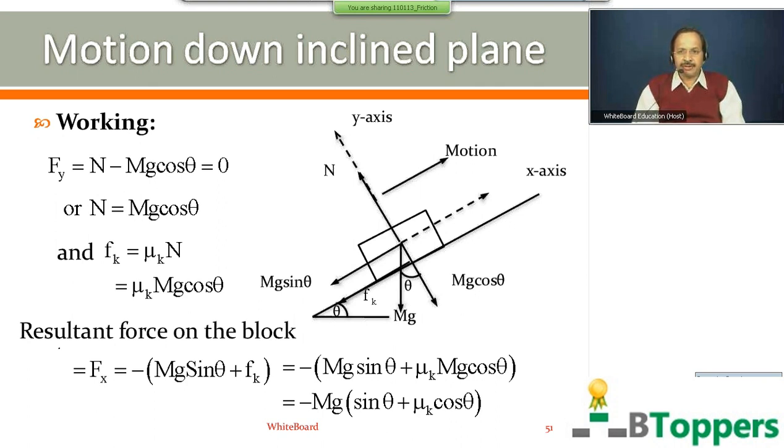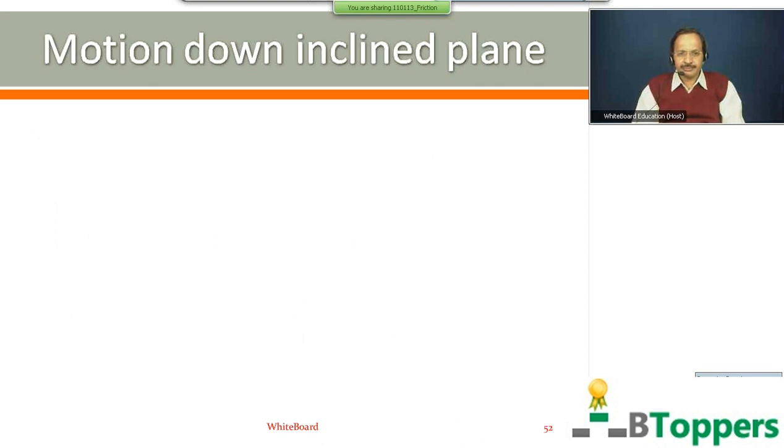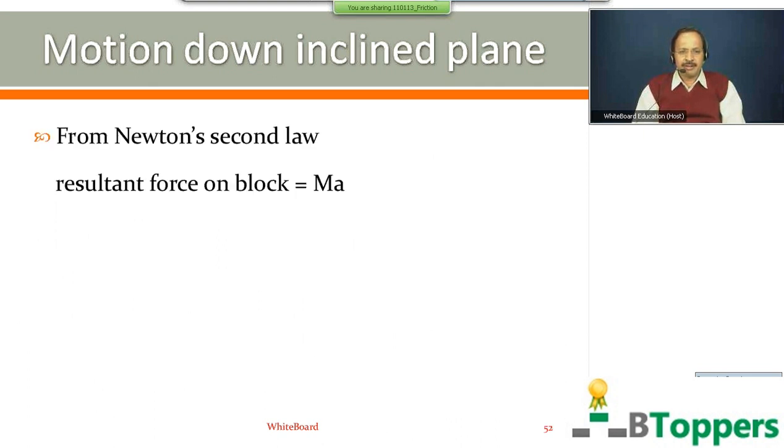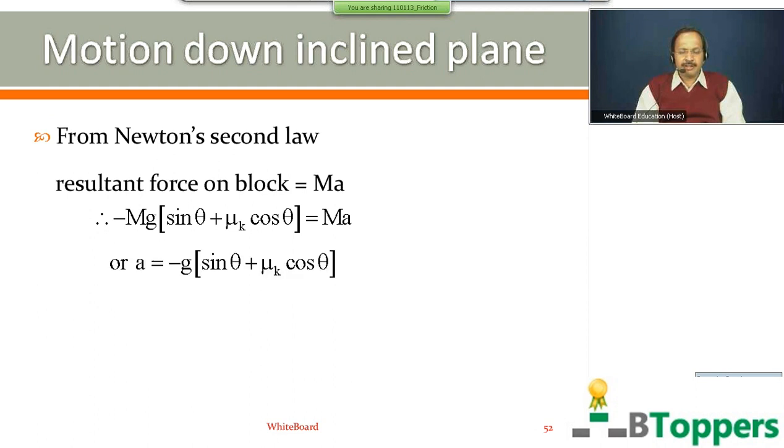I would like to show the notes continuation for this. By Newton's second law, the resultant force on the block can be written as ma. The left hand side you can write resultant force equal minus mg into sin theta plus mu k cos theta. Therefore you get minus mg into sin theta plus mu k cos theta equal ma. So if you divide the equation with mass m, you get a equal minus g into sin theta plus mu k into cos theta. Come on, copy down the notes.